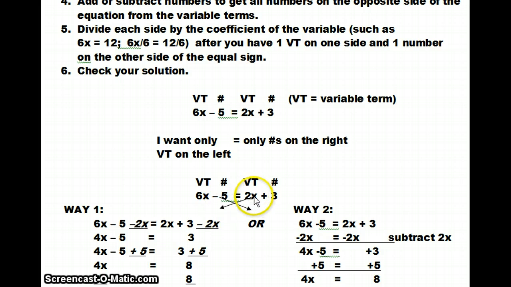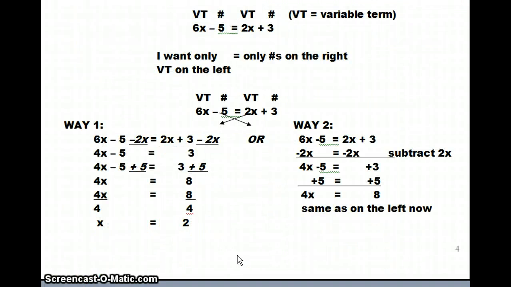So that means that I need to get rid of this 2x. It doesn't need to be on the right-hand side. The negative 5 is over here on the left. I only want variables on the left, so I need to get rid of this negative 5 from the left-hand side. So let's go back and look at it again. The 6x stays because it's a variable and I want variables on the left. The negative 5 needs to move because I only want numbers on the right. The 2x needs to move because it's on the right and I want all my variables on the left. And the 3 can stay. There are two different ways that you can work the equation as you go through the different steps.